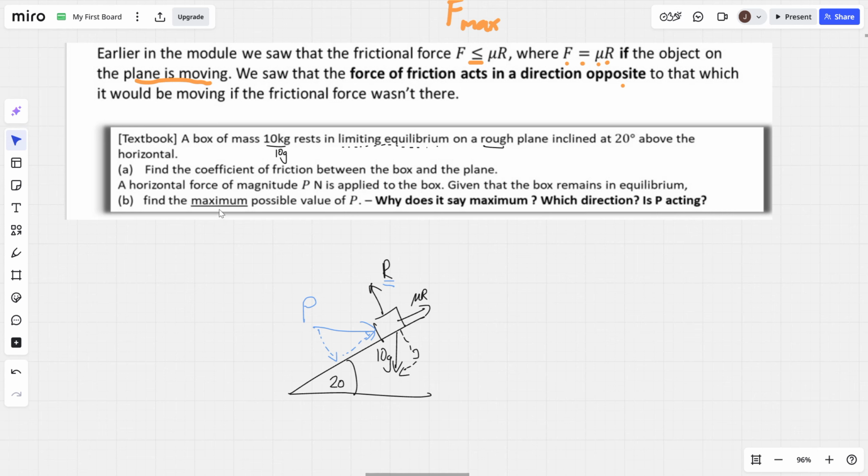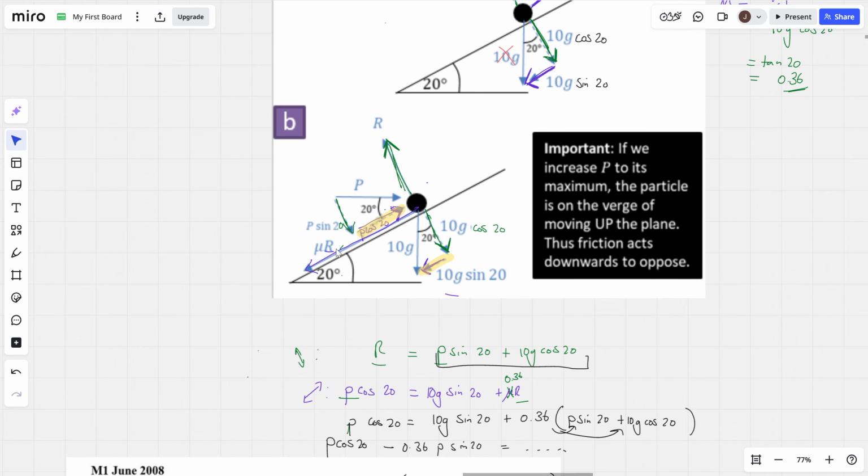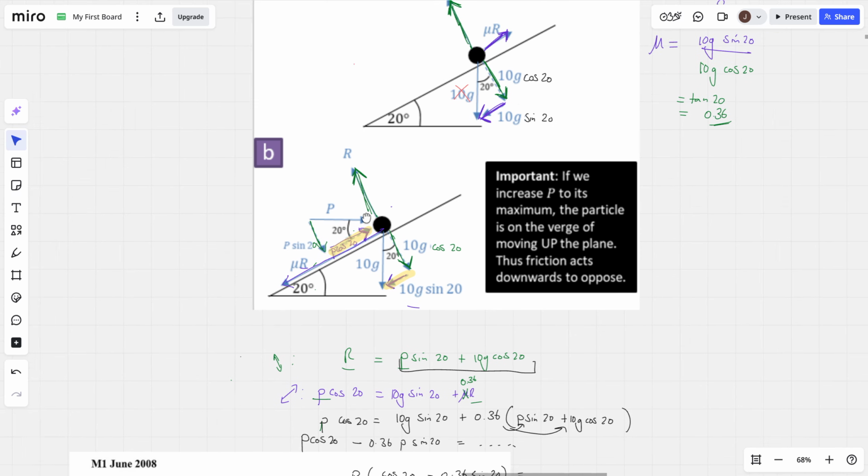This idea of maximum and minimum and so on, when you've got something like that, it's quite a good indicator that you have to do a bit more complicated reasoning about friction and what's going on, as you saw in this question here.